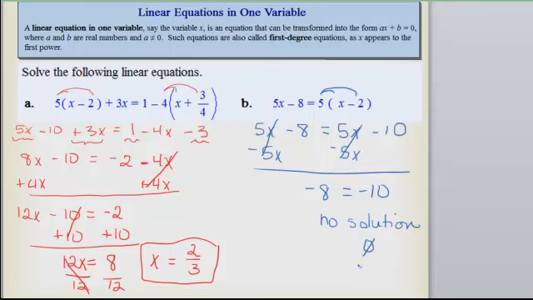Another way to write that would be the empty set symbol. The empty set also can look like this. You draw those set brackets with nothing inside them. That also means empty set.